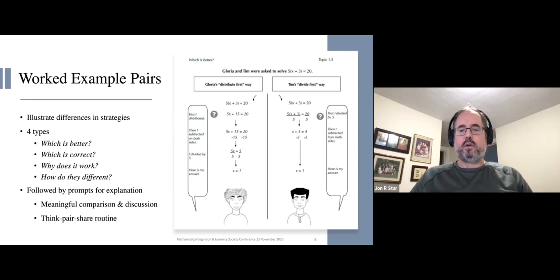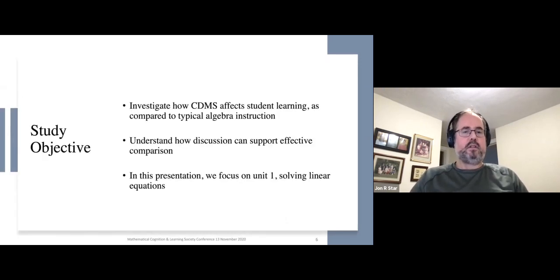So we have this supplemental curriculum, and we wanted to see if it improves students' learning of algebra. So we did this study that I'll describe, where we compared students using the CDMS curriculum to those in more typical algebra instruction to help us understand more about how discussion can support effective comparison. In this presentation, I'm only going to be focusing on one unit of the curriculum, the first unit, which was a unit on solving linear equations.